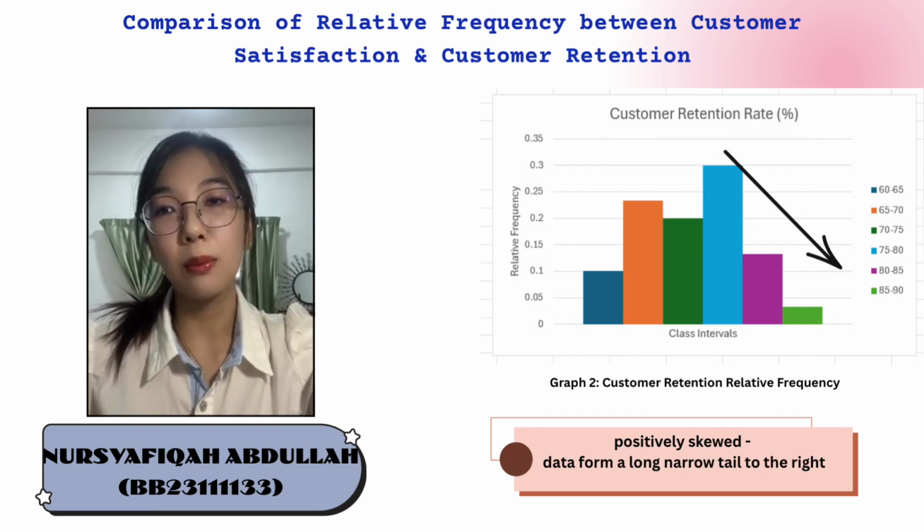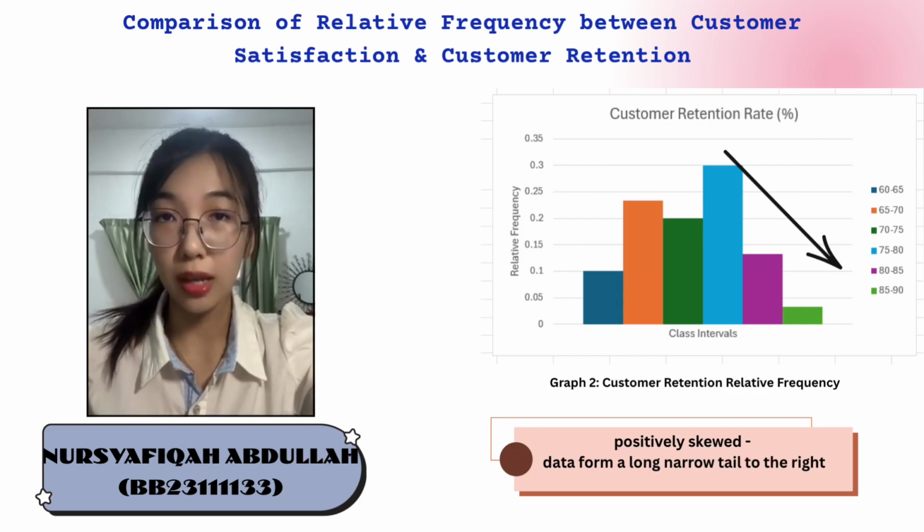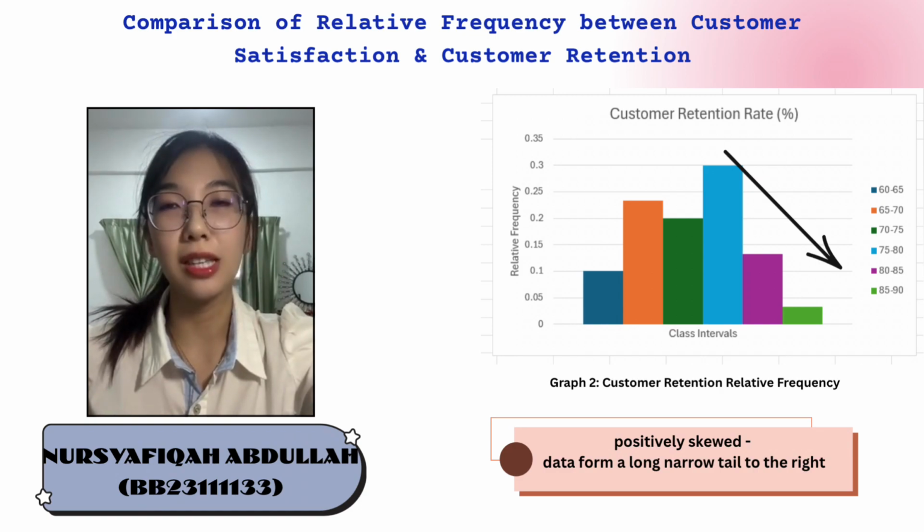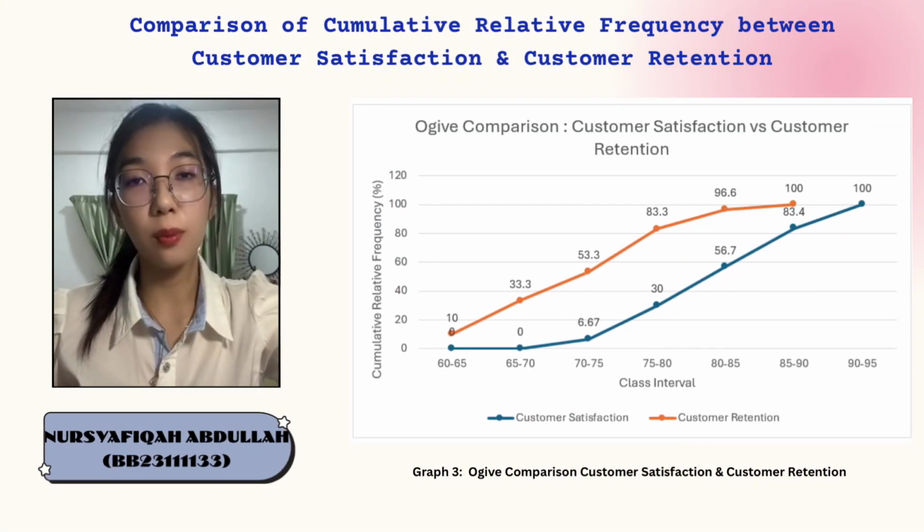On the right, customer retention shows a positively skewed distribution, which means the data has a long tail to the right. This tells us that most customers have lower to mid retention rates, while fewer customers are retained at higher percentages. Now the comparison of CRF between the two key metrics.